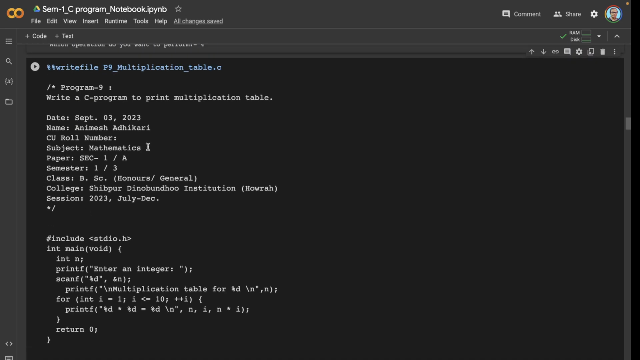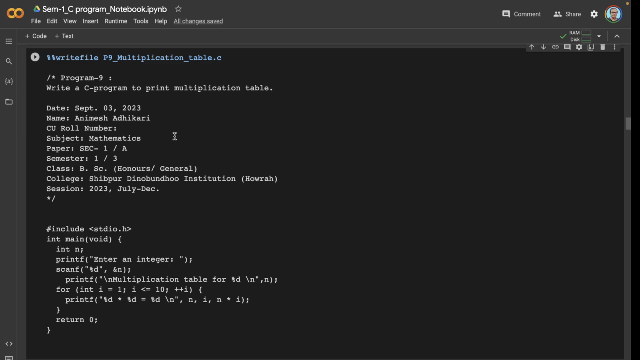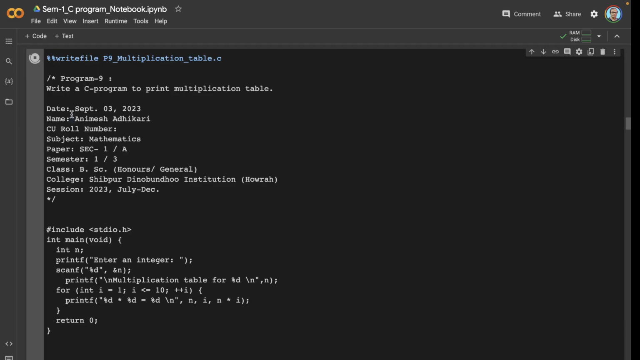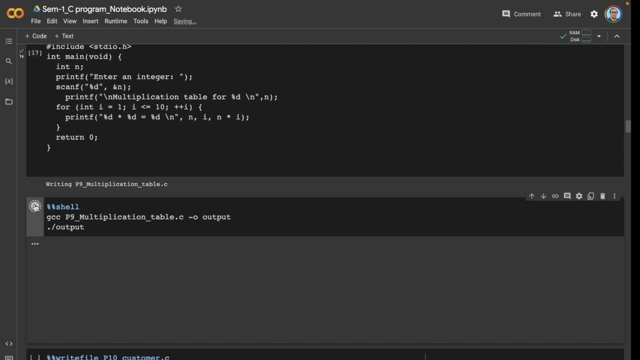Next, problem 9. Write a C program to print a multiplication table. So here integer main void, integer n, printf enter the integer, scanf, printf multiplication table, and for loop integer I equals initial value 1, I less than or equal to 10, I plus plus, printf percent d star percent d equals percent d. So the first percent d is n, the second percent d is I, the third percent d is n star I value. So first we compile this problem, and next we run this problem.